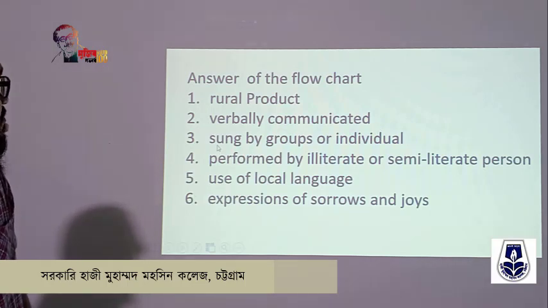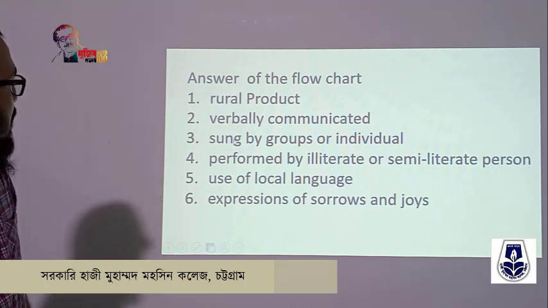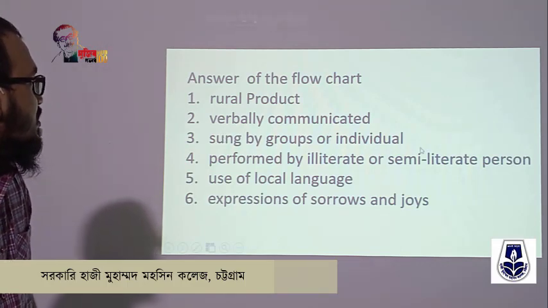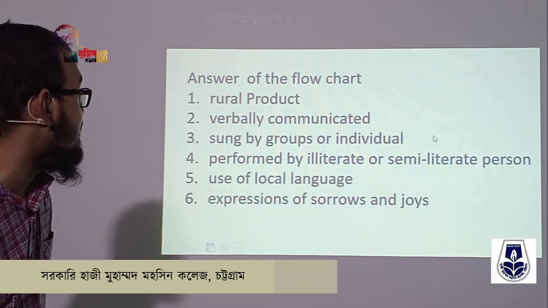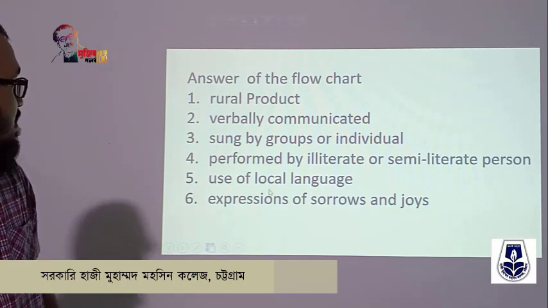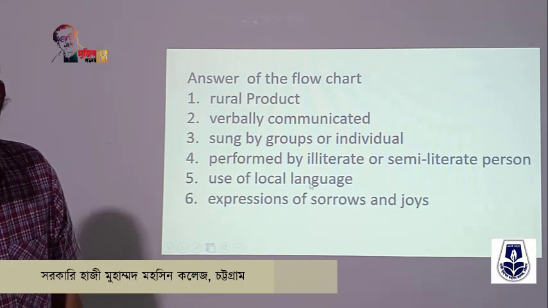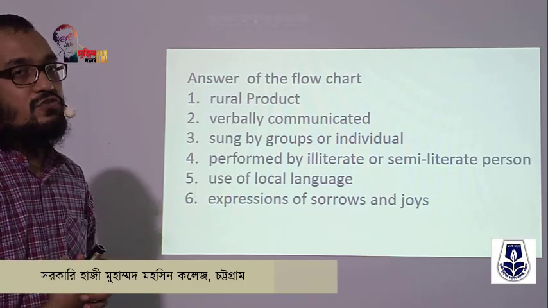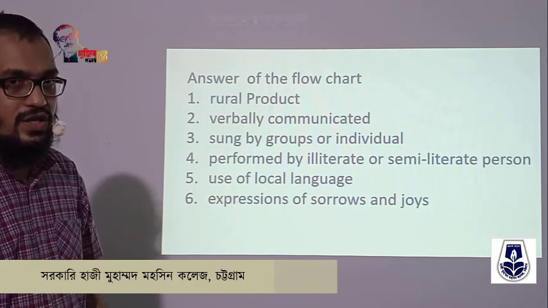Verbally communicated, sung by groups or individuals, performed by illiterate or semi-literate persons, use of local language, and expressions of sorrows and joys. Instead of "sung by groups," we can write "singing by groups or individuals," or "groups or individual singing." We can write "performance of illiterate and semi-literate persons" and "use of local dialect or language." So these are the ways of answering the flowchart. It will come in question number 2.